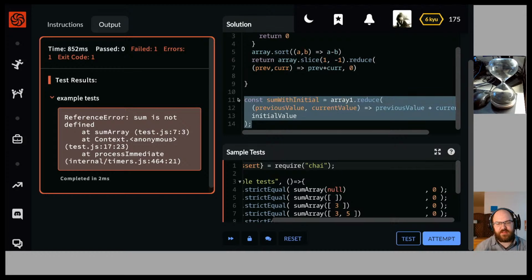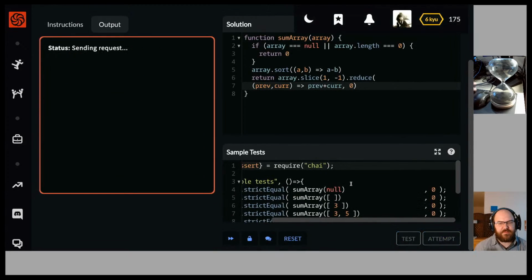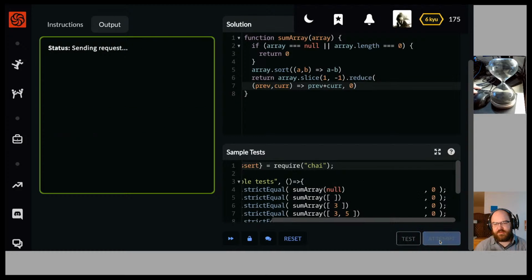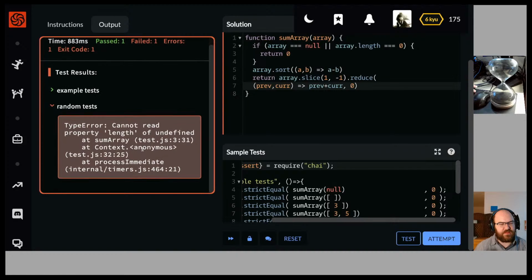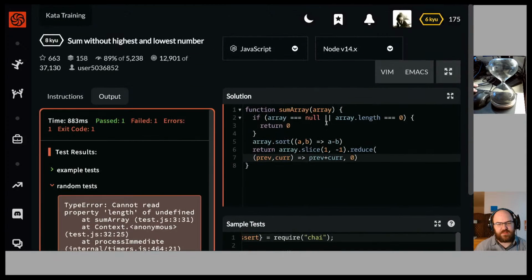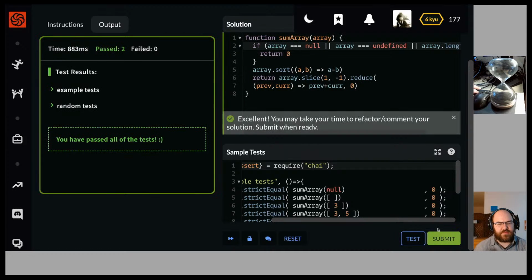Surprised there isn't just a sum method that we can use, but okay. All tests passed. Neat. Uh-oh. Cannot read property length of undefined. Ah. Okay, or array equal undefined or array.length equals 0. Let's try that. That's better.